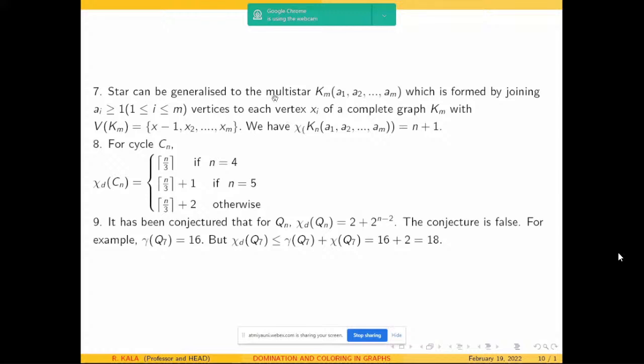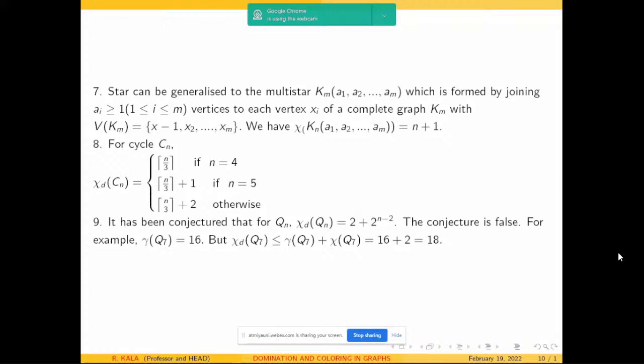So if I take a multi-star, a multi-star is a generalization of the star. You can view the star as K1 sitting in the middle with pendants attached to that. So K2 of some two numbers, A1, A2, means I have a K2, and at each vertex you can have any number of pendants. So it is a double star.